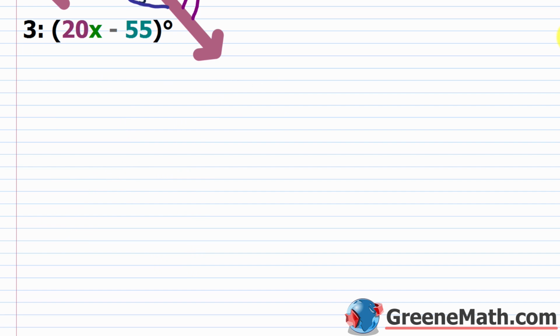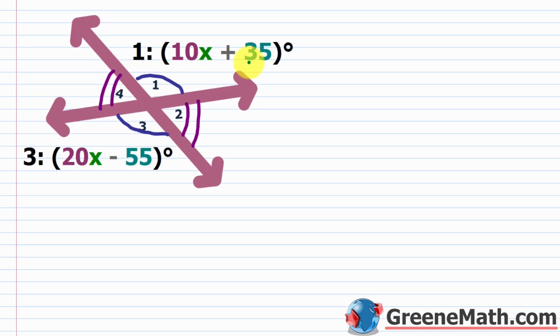And if you're on a test or something like this, you just have to plug into one of these because, again, these are vertical angles, so the measure is the same. Okay, so we know that x is 9. And if I plug in, 10 times 9 is 90. 90 plus 35 is going to be 125. Okay, so the measure of angle 1 is 125 degrees. And also the measure of angle 3 is 125 degrees as well. And you could plug in there. Again, if you plugged in a 9, 20 times 9 is 180. 180 minus 55 is 125.